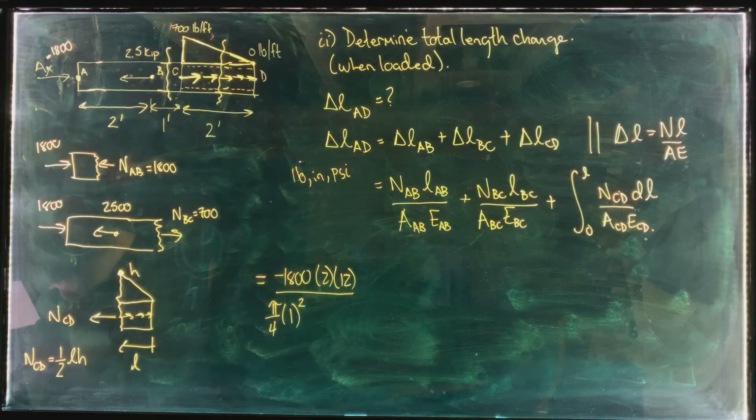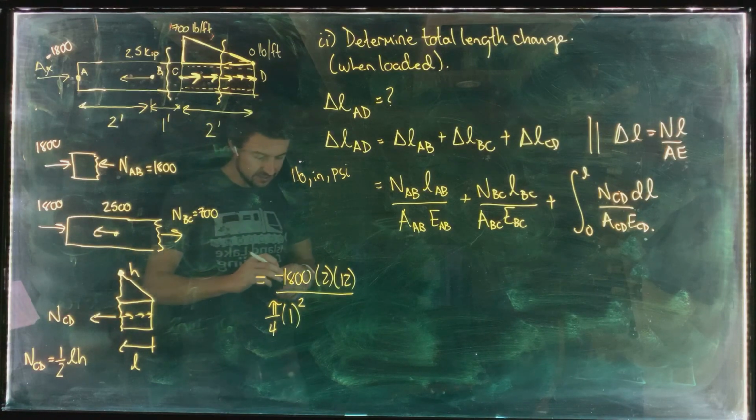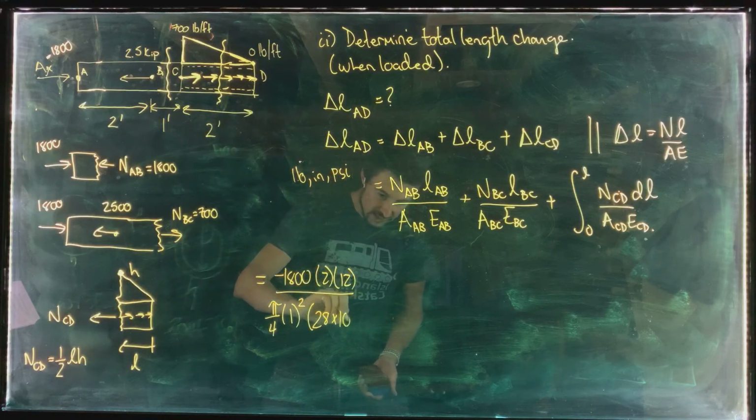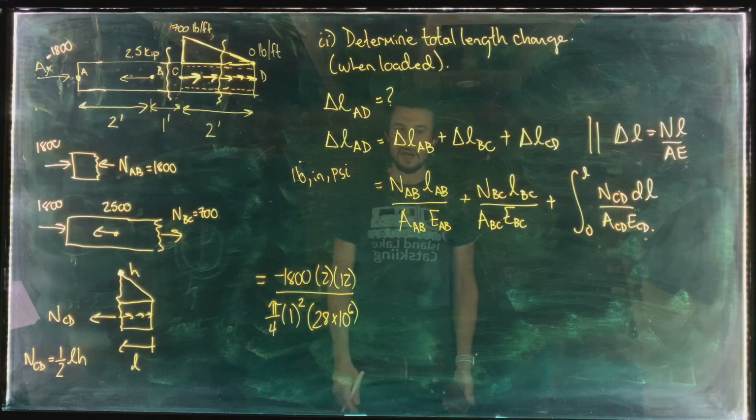So the solid portion is made of 304 stainless steel. So if you flip to your material property table, make sure that you're in the US unit side. Look for 304 stainless steel. You'll find that its modulus of elasticity is 28 times 10 to the 3 KSI. So that means this number has to be 28 times 10 to the 6 PSI. Okay?